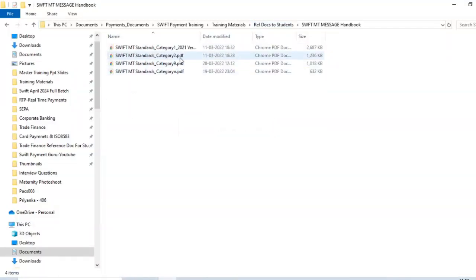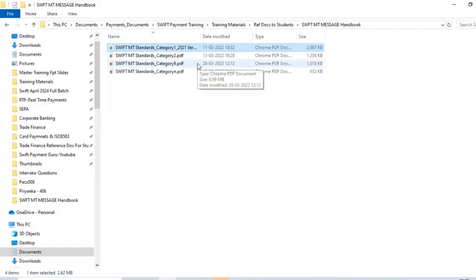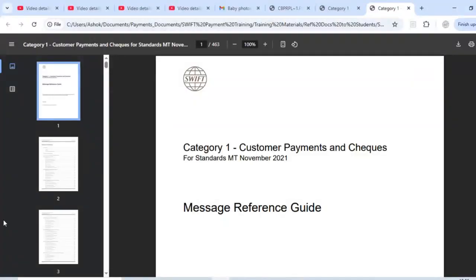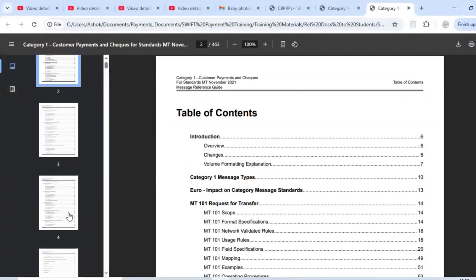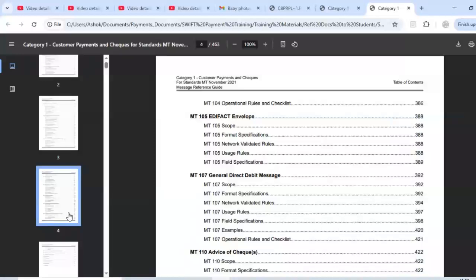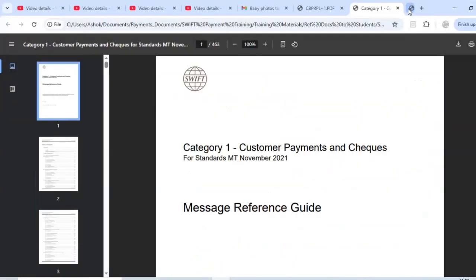Swift MT message standard handbook will be shared as well for MT one category, two category, nine category, and the common category messages. Now, what is this message? So far, those who have been working in Swift before migration, their bread and butter was these documents. This is what their important document was, wherein you have the information about all your MT messages, your field specification, everything. How to read this and how to use it, I'm going to cover as part of training as well. All right.